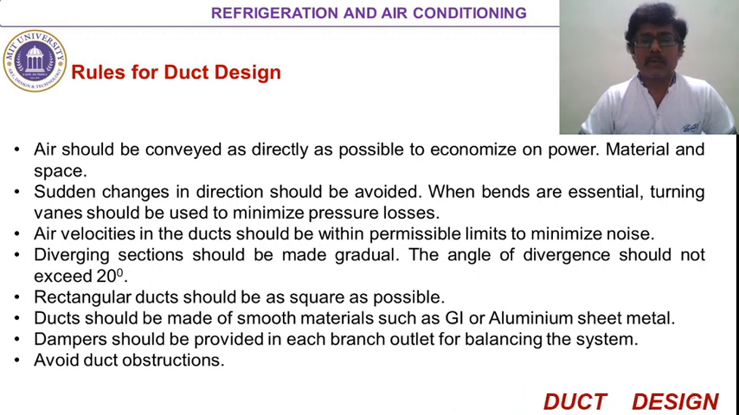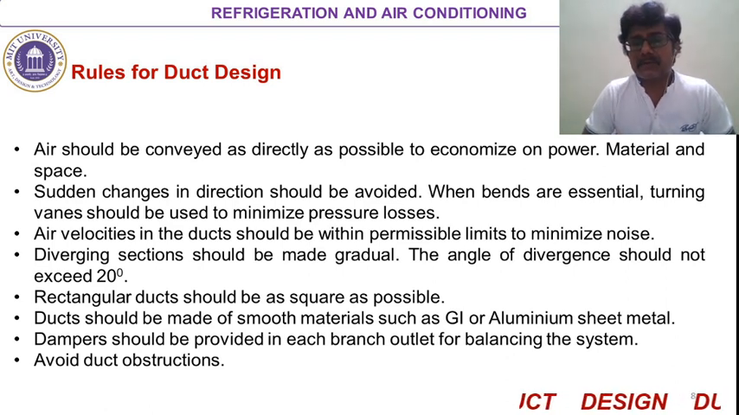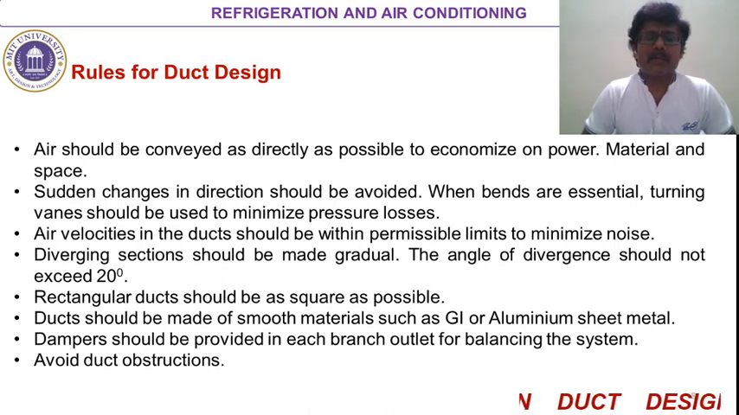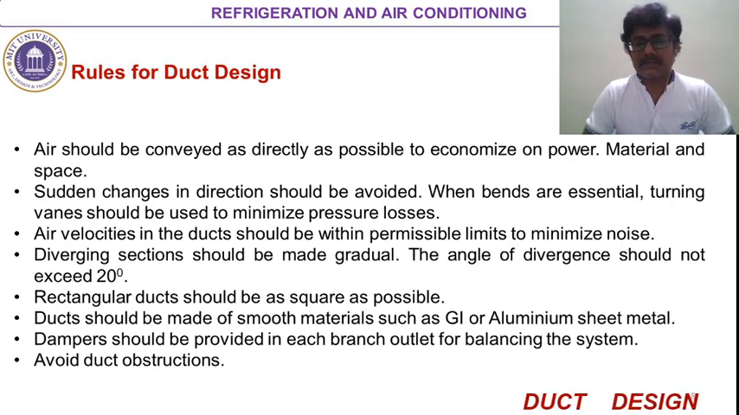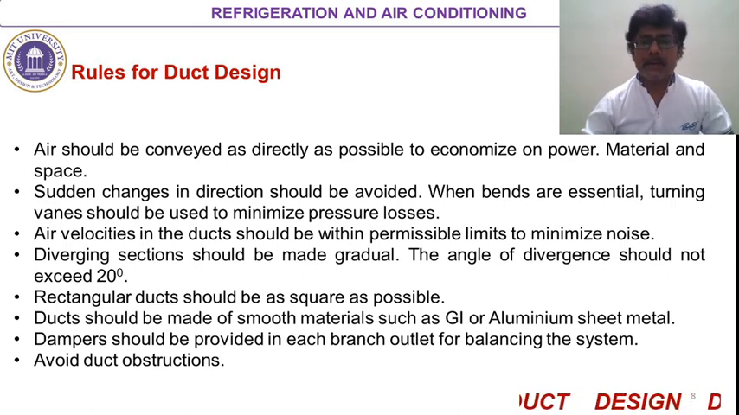A damper should be provided at each branch outlet so that we can balance the system. If the pressures are well balanced, definitely the losses would be lesser. A larger difference in pressure indicates that your system is not well balanced, and a larger number of pressure differences exist in the system. Wherever possible, you need to avoid any obstacles or obstruction in the ducts, which will keep your losses to the minimum extent.